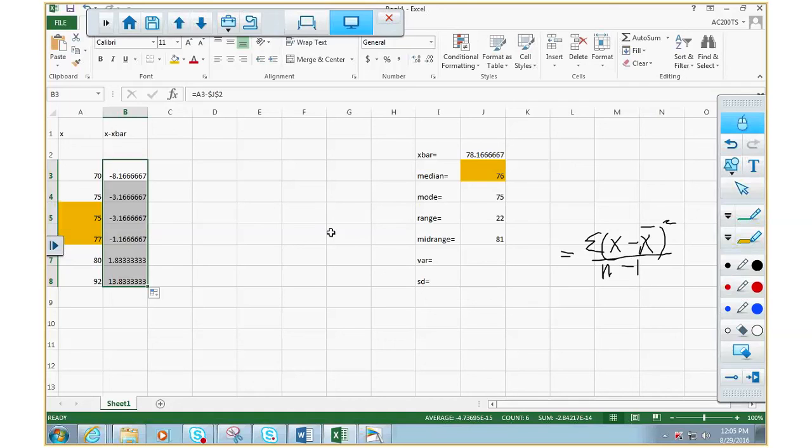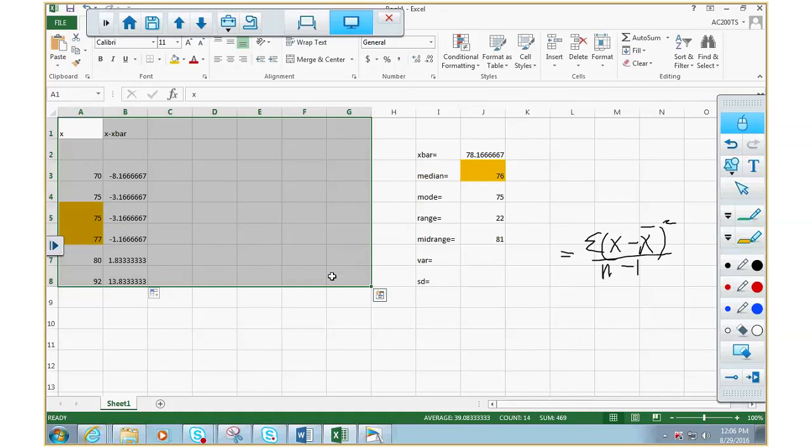What do you get? The first one. What'd you get when you took 70 minus 78.16? What'd you get? Negative 8.16. What'd you get when you took 75 minus 78.16? And what'd you get with 92 minus 78.16? You should have got 13.83.